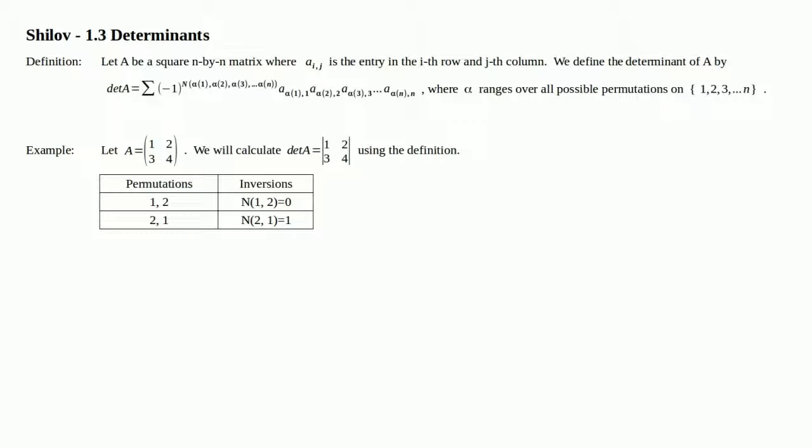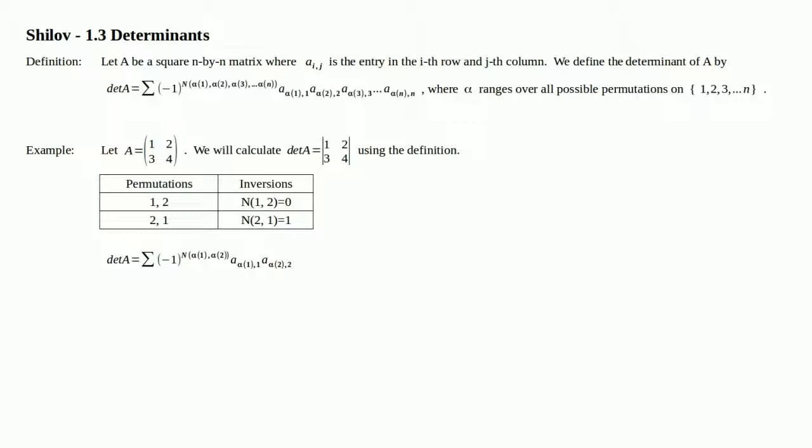The number of inversions for the permutation 1, 2 is 0, because, well, look at the previous video and figure out how to do the inversions. That's how you do it. And the number of inversions for the permutation 2, 1 is 1. There's one inversion there. So that's what we got.